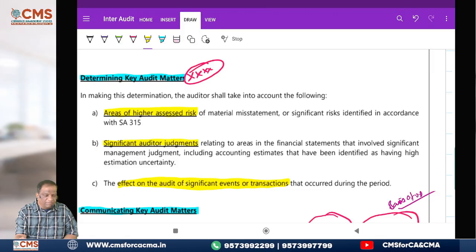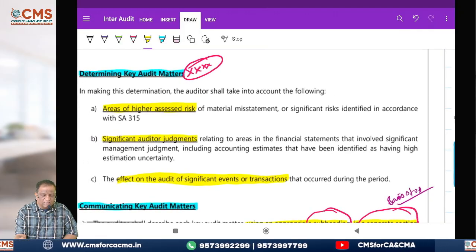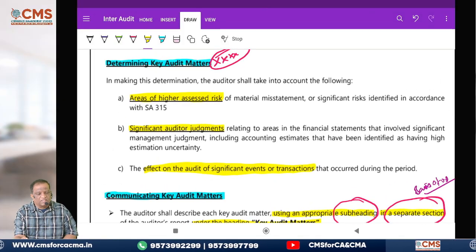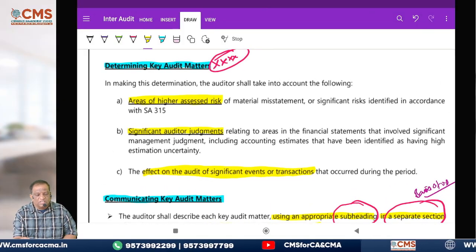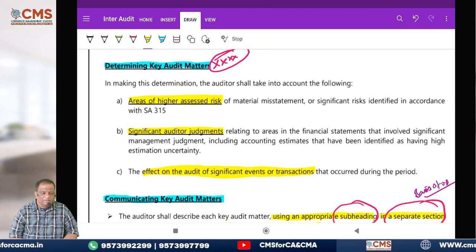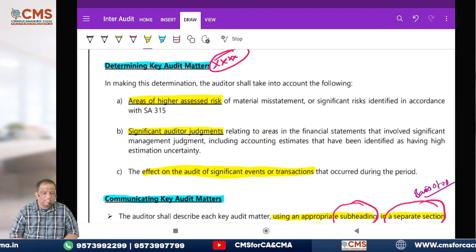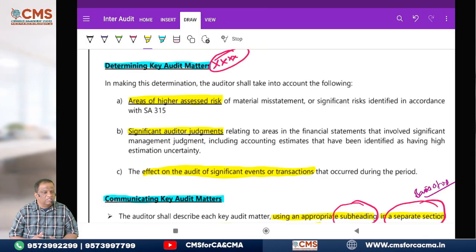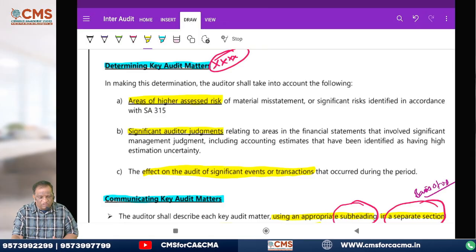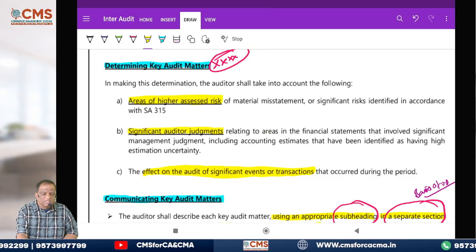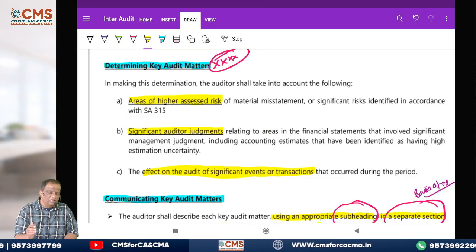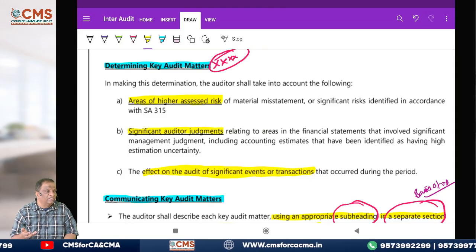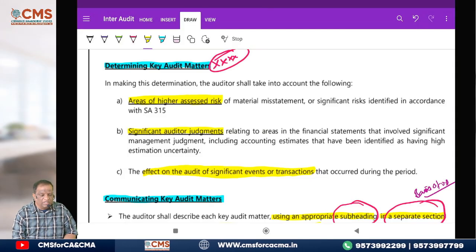Then how do you determine these key audit matters? For determining a matter as a key audit matter, the auditor would see whether any of these are there. One is areas of high assessed risk of material misstatement, that is where the item is so significant it can go wrong. Second one, significant auditor judgment, wherever the auditor had made a judgment and the judgment is very significant, it can go either way, that is what he will call a KAM.